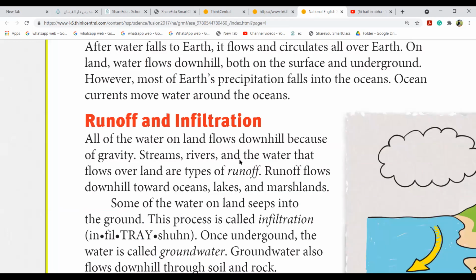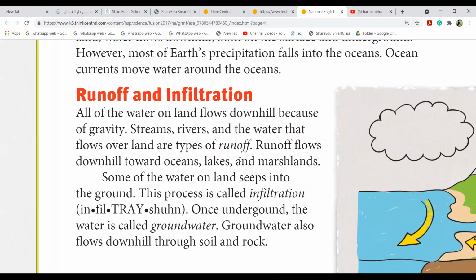What is the meaning of runoff? Who's going to explain this? I want you to read it and explain it to me. Noor, can you read this paragraph and explain to us what it is about?